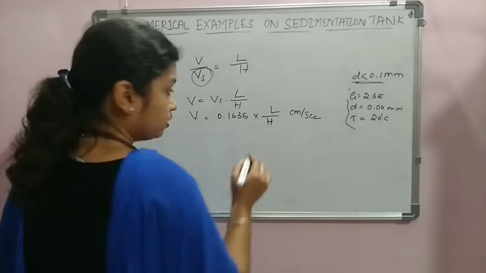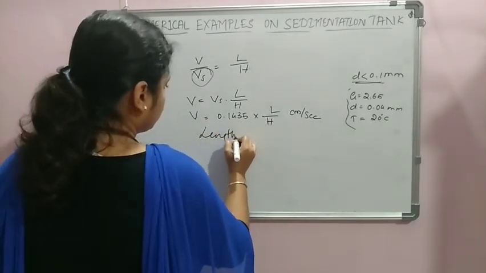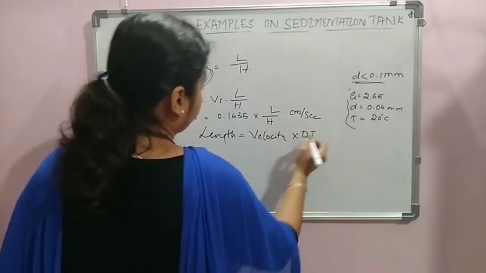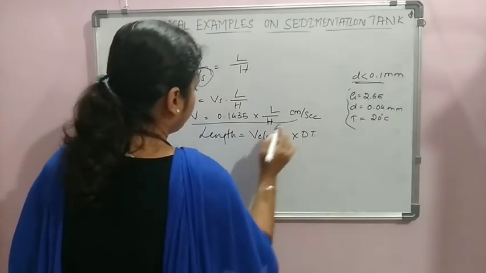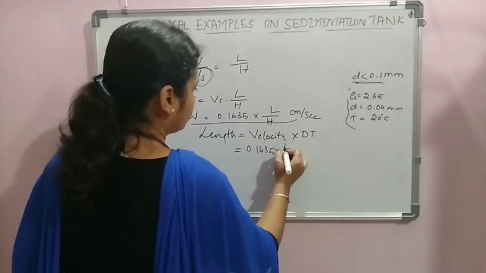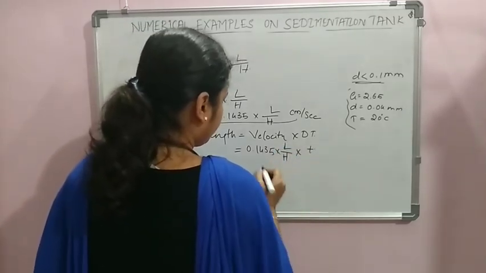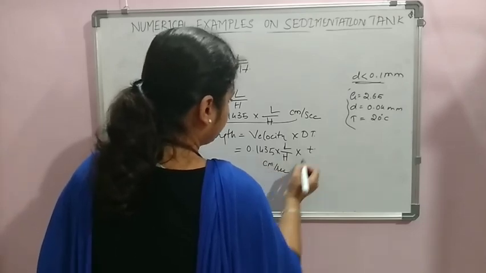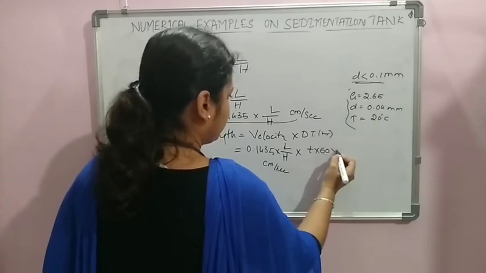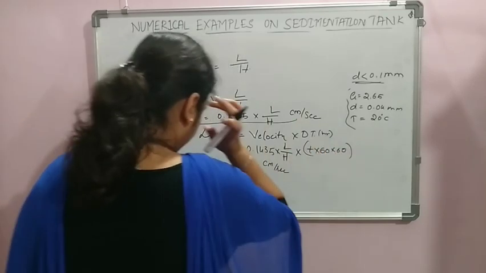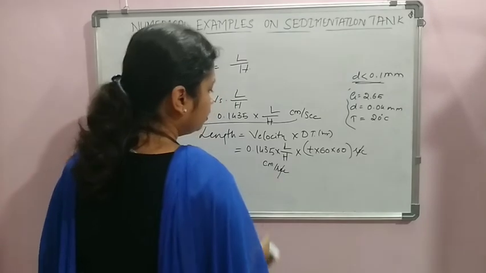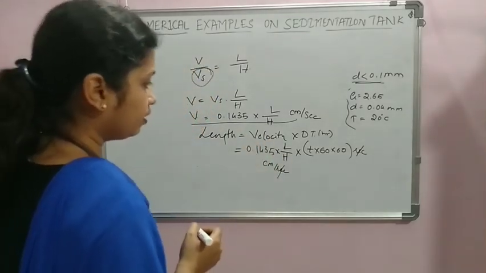So in order to calculate the length, we know some formula. Length is equal to velocity into detention time. Now we can substitute what we got for velocity, that is 0.1435 into L by H into detention time T. Here this is in centimeters per second, and detention time will be in hours. To convert hours into seconds, we multiply T by 60 into 60. So this also gets converted into seconds, seconds get cancelled, and the final unit for the length will be in centimeters.